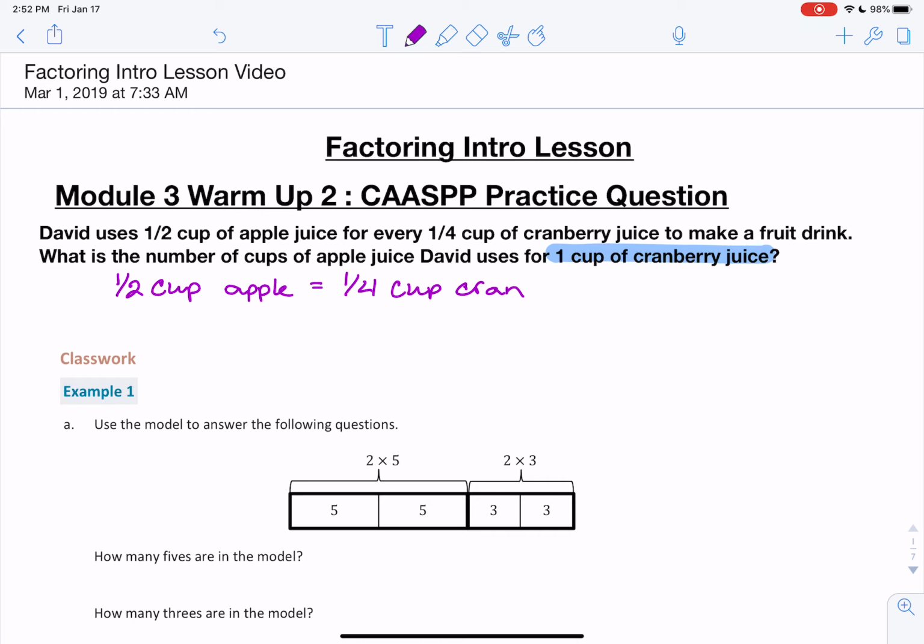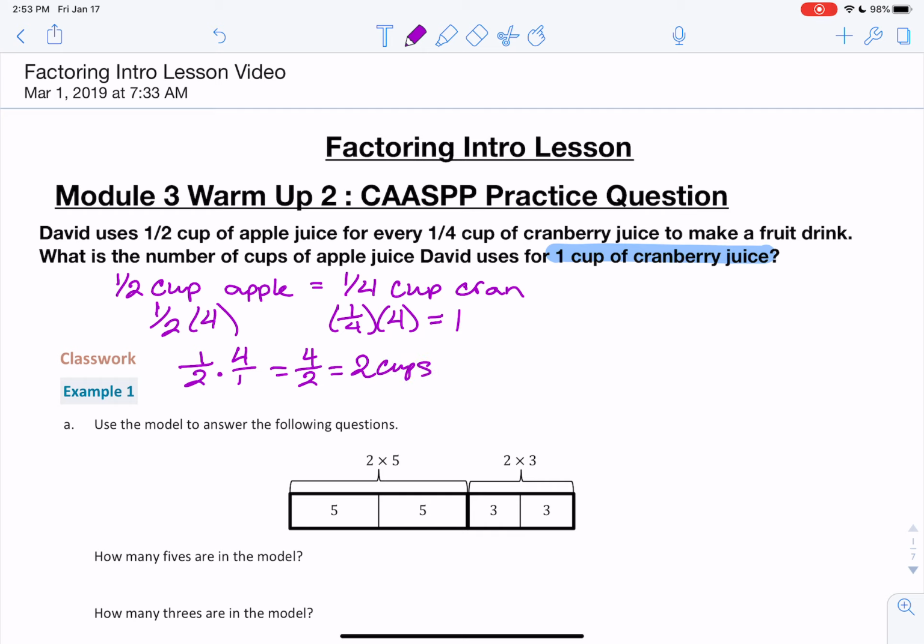Well, I know that if I started with 1/4 of a cup of cranberry juice, 1 cup would be 4 times that, right? Because 1/4 times 4 equals 1. So if I have to multiply the cranberry juice by 4, then I have to multiply the half a cup of apple juice by 4. So it'd be 1/2 times 4. A couple of ways you could do that. You could multiply fractions. You could have 1/2 times 4/1, and you get 4/2. 4 divided by 2 is 2 cups.